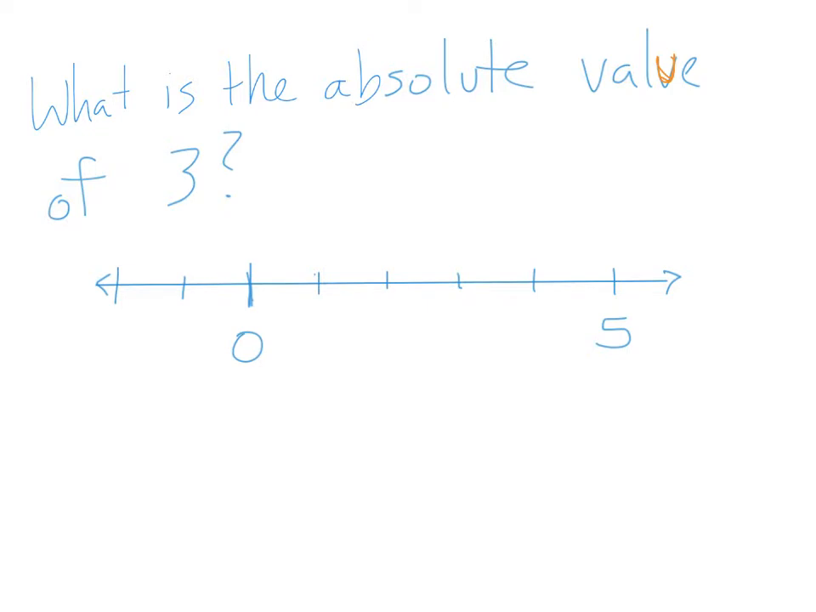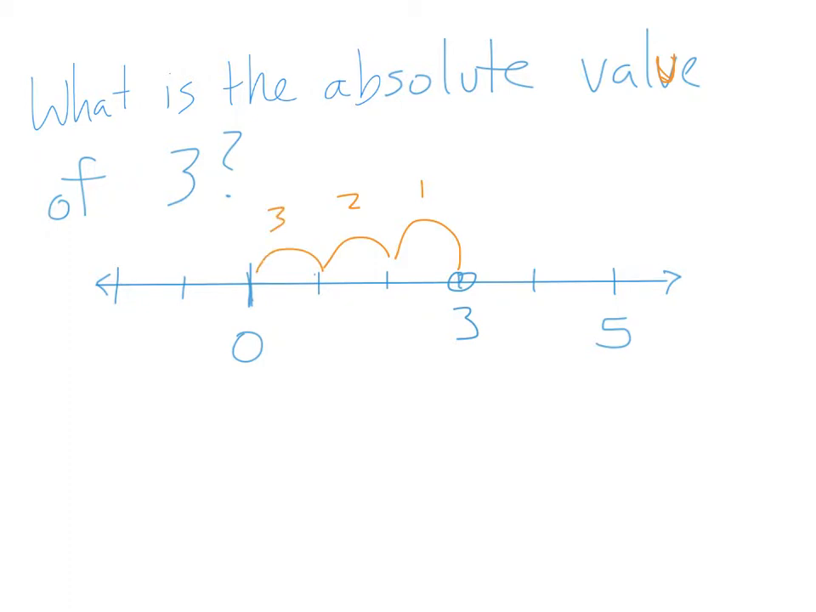Alright, so what is the absolute value of 3? Okay, so first thing we need to do is find 3. So if that's 0 and that's 5, that's probably 1, 2, 3, 4, 5. Yeah, so that's 3, right? Okay, so there's our 3. What is this distance from 0? Well, if I start at 3 and go to 0, it's 1, 2, and 3.